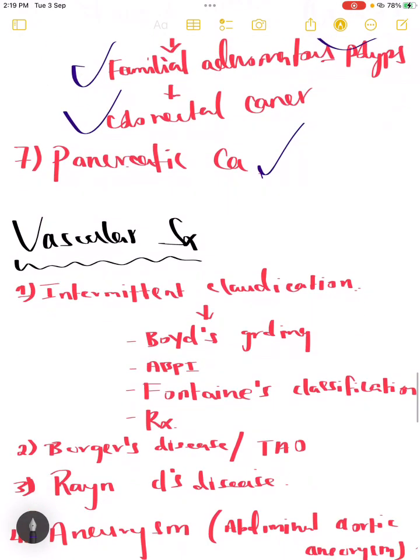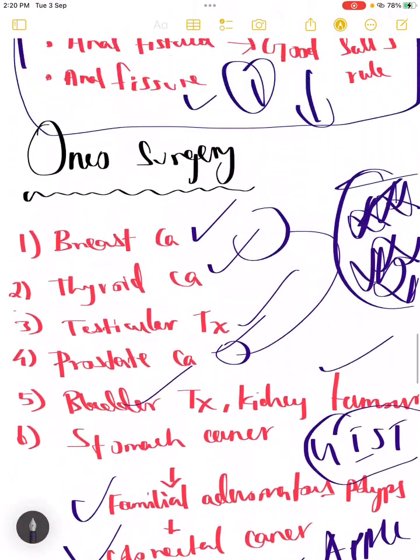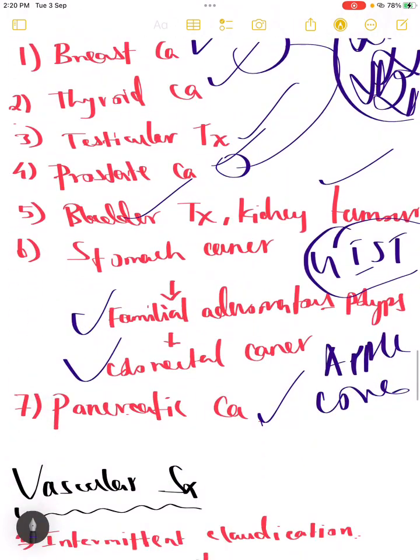As you all know, the apple core appearance is seen in the radiological image of colorectal cancer. So study about these things also. These are the important onco surgery topics.